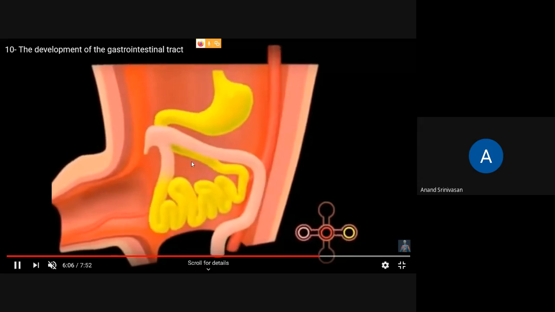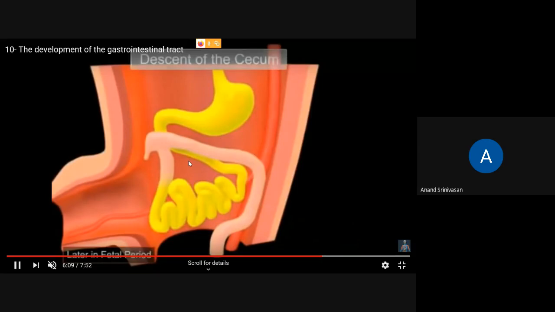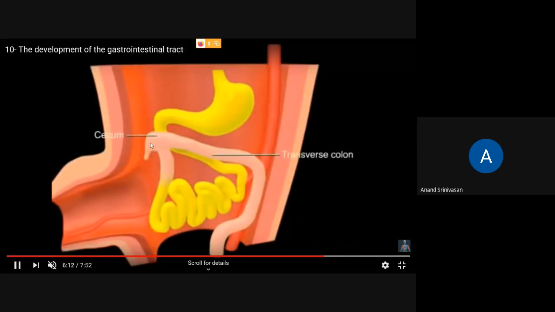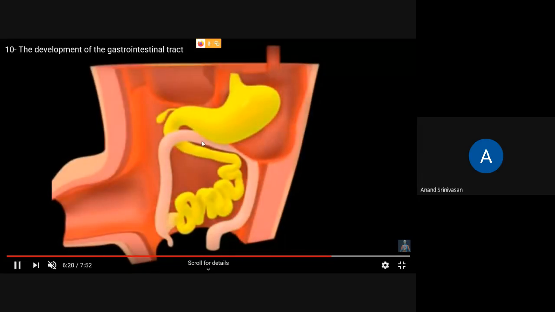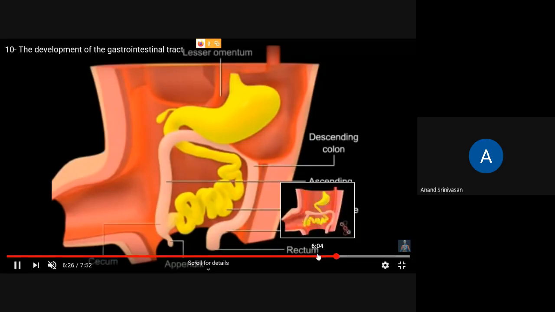Then later on, what happens? There is descent of the cecum. Initially the cecum was below the liver, then the cecum descends down, thereby getting into the right iliac fossa region. So this is regarding the rotation of the midgut.